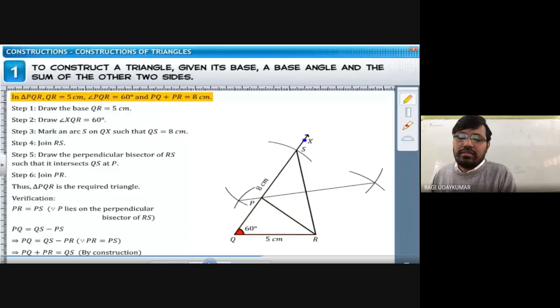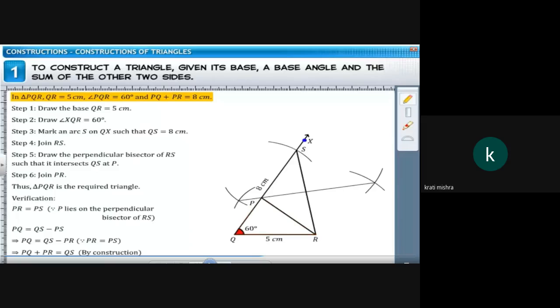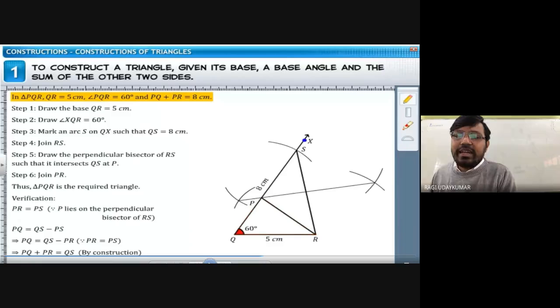Did you understand? If you have any doubt, please ask here. Sir, I didn't understand. Where is the doubt? Okay, once again see here.